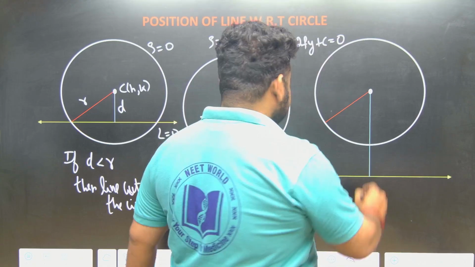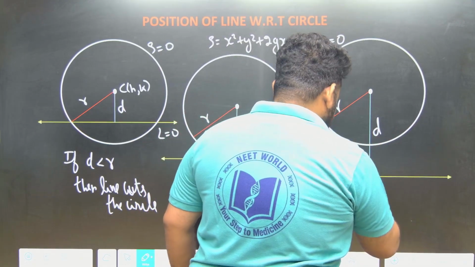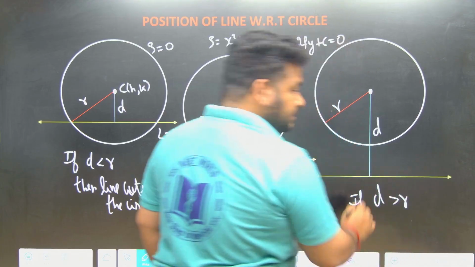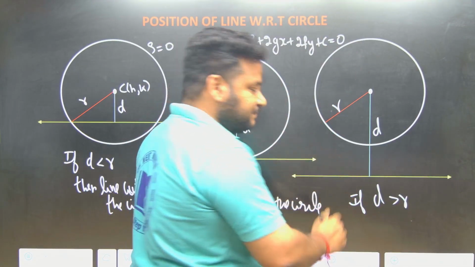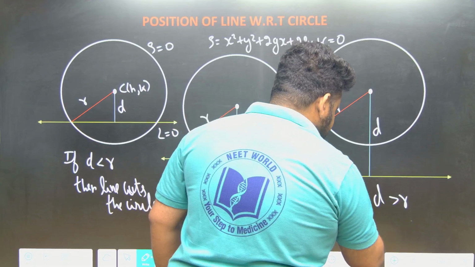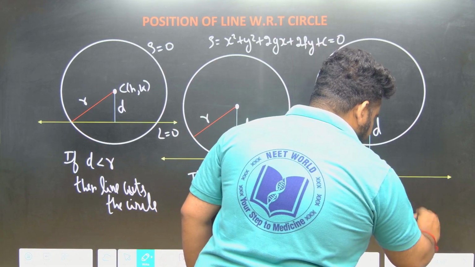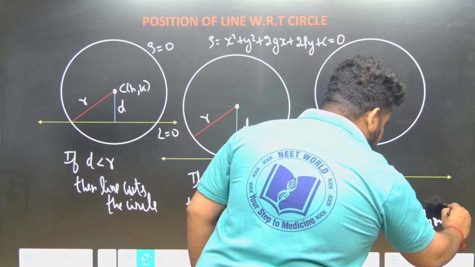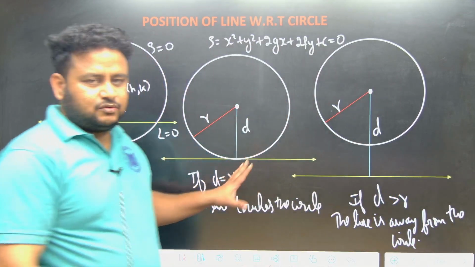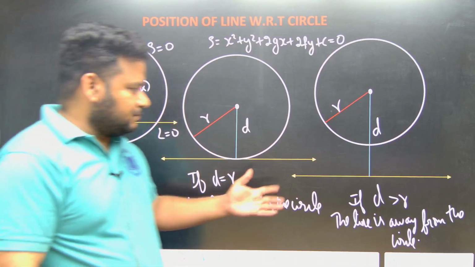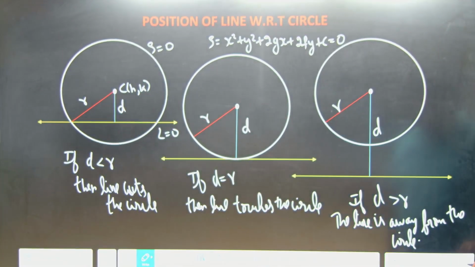Now, here this is d, this is r. If d is greater than r, the line is not touching at all. That means the line is away from the circle. Clear, friends? This is how we find out whether the line is touching, whether the line is cutting, or whether the line is away from the circle.